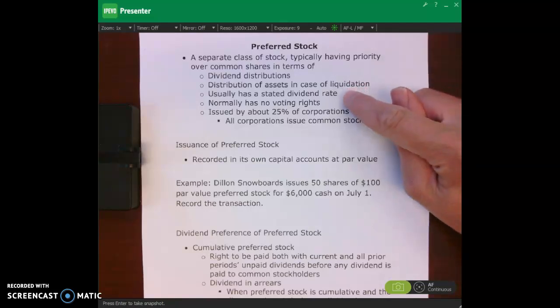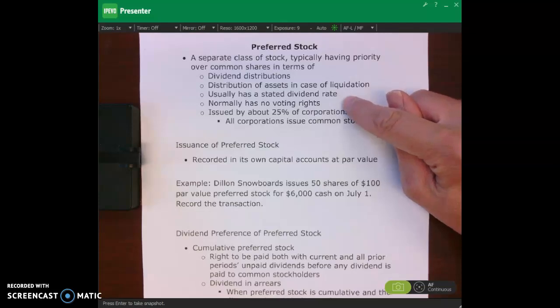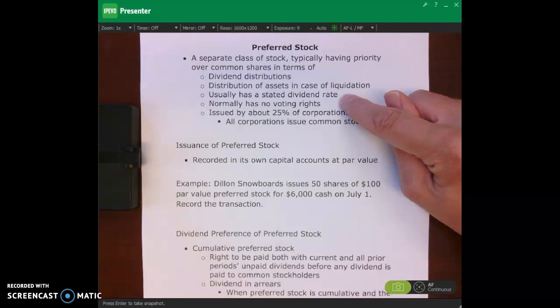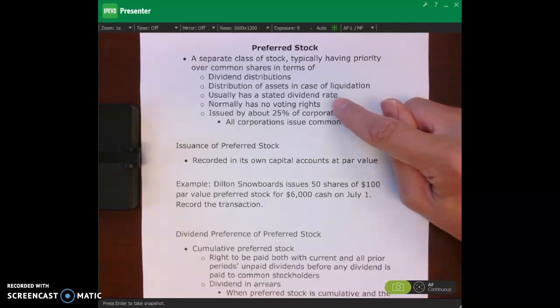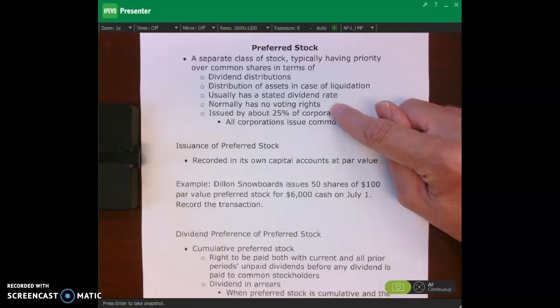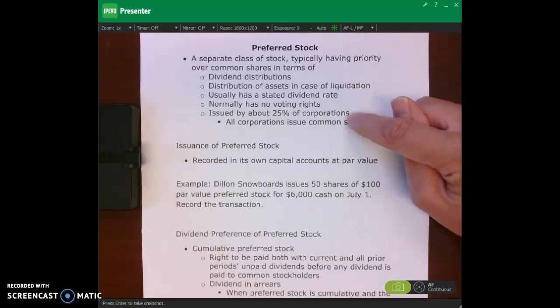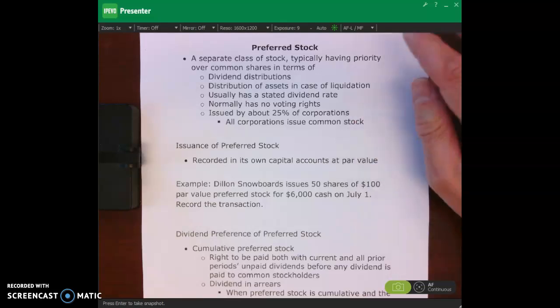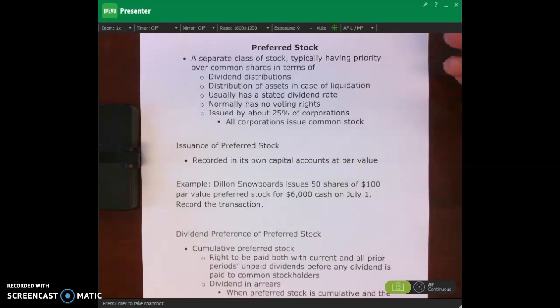Preferred stock also usually has a stated dividend rate. Okay, and we'll see that in some of the example problems. There's a stated dividend rate, and it usually does not have voting rights. Okay, and so it's not issued by all corporations. All corporations have common stock, but many corporations also have preferred stock.